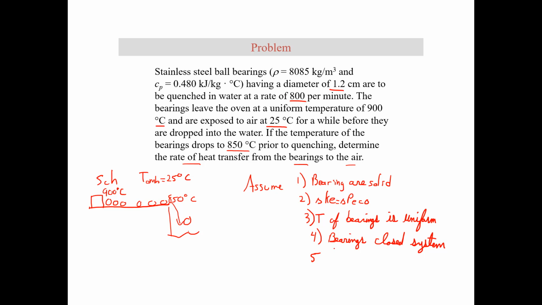And I'm also going to assume specific heats are constant, so they're not a function of temperature. So let's go ahead and try to solve this problem. Like any first law analysis, we start by writing the compact form of the first law: E in minus E out equals delta E system.